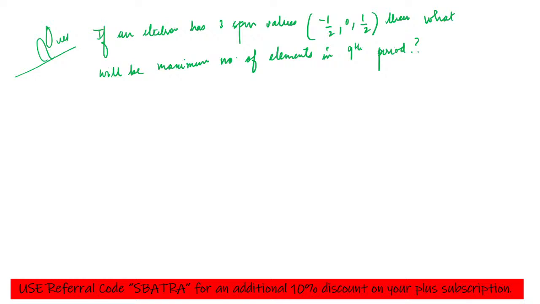Okay, so the question is, if an electron has three spin values, minus half, 0 and half, then what will be the maximum number of elements present in the ninth period?